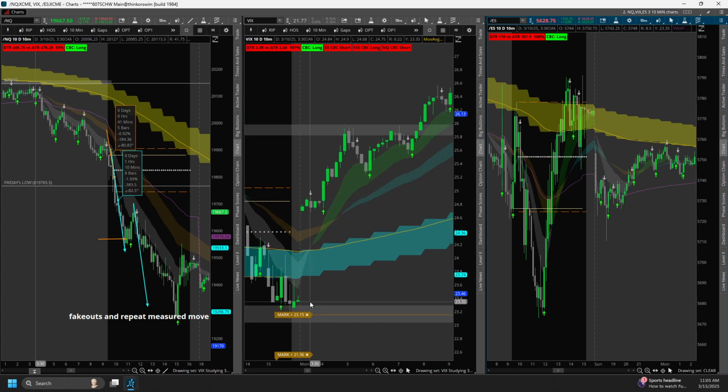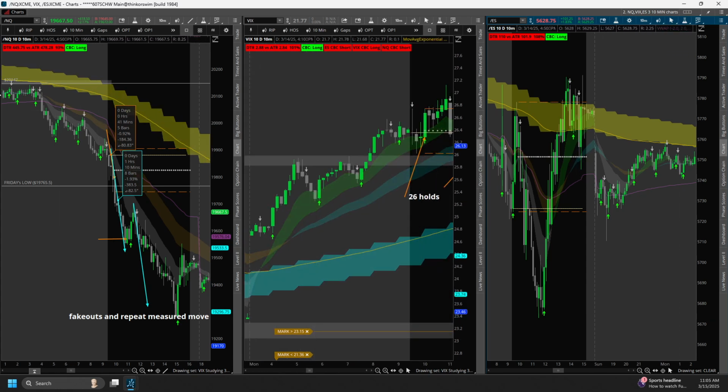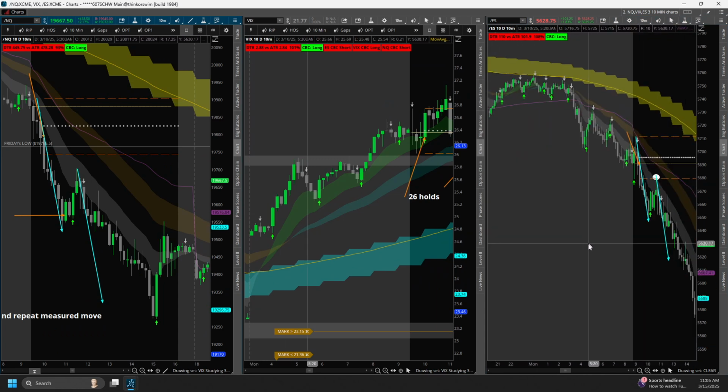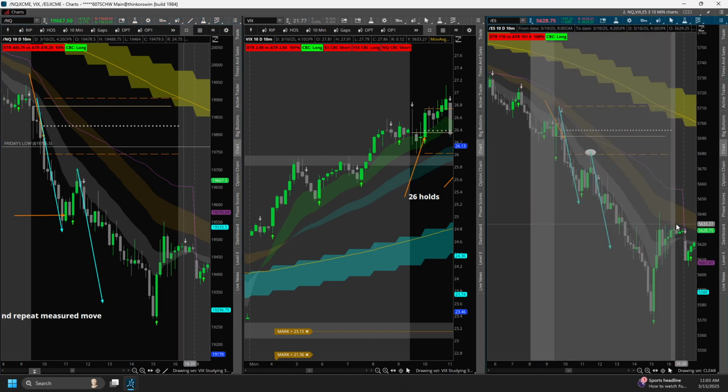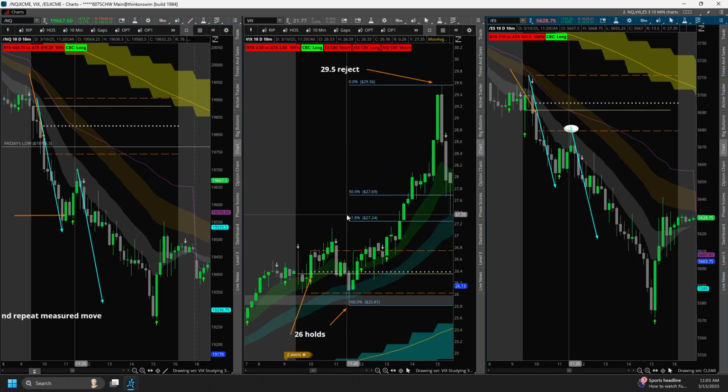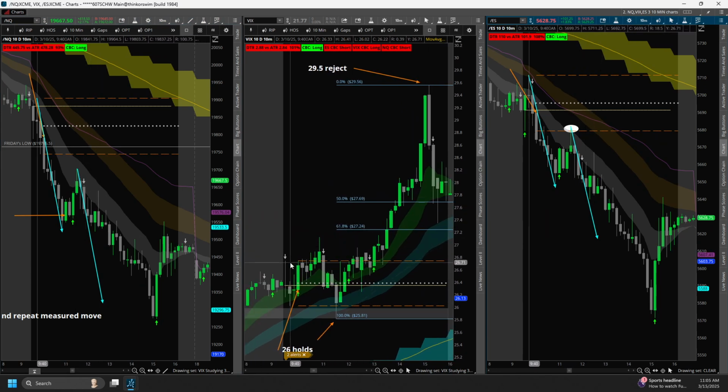So VIX has a large gap up move. The market has a large gap down move. And then on Monday, what we see here is just prime examples of how I would use VIX and ES and NQ to be successful trading this.